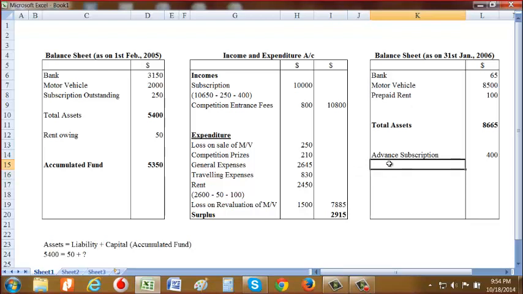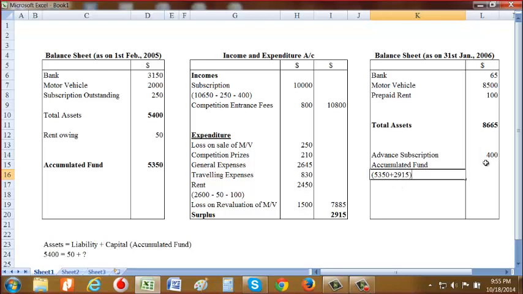Now I will show the accumulated fund. How much amount? No, first I will take the opening accumulated fund, 5,350. Now to this I will add this surplus, 2915. This is the net profit. Net profit we used to add to the capital. The same thing here. Capital here is known as accumulated fund. Net profit here is known as surplus. So this is my opening capital, or you can say opening accumulated fund. Now to this I will add the surplus 2915.